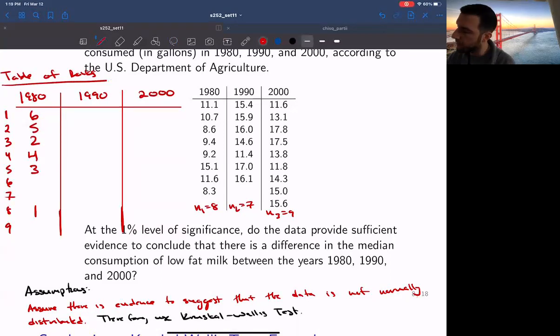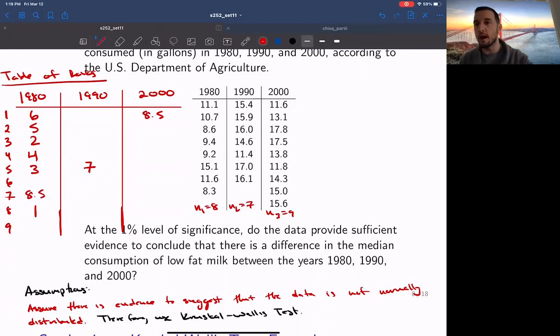And now we're finally going to switch samples here, and observation 1, 2, 3, 4, 5 from 1990 gets the seventh rank. So again, we're ranking across the data as a whole. Okay, now for rank 8 and rank 9, we're going to have a tie between 11.6, which is observation 1 in 2000, and 11.6, which is observation 7 in 1980. So to break the tie, we take ranks 8 plus 9 and we average them. Okay, so this is going to be 8.5, and then here we're also going to have 8.5.